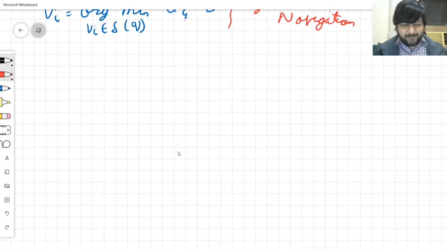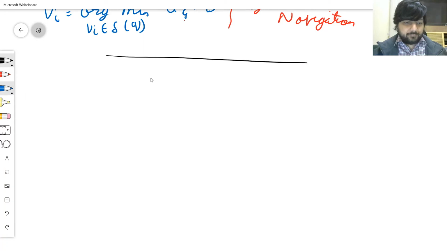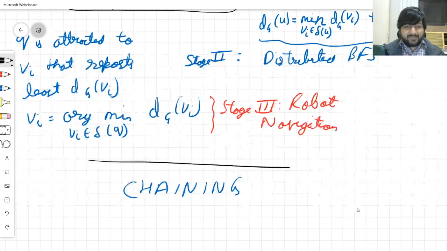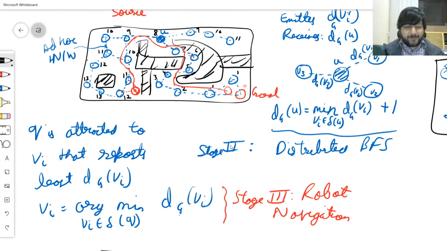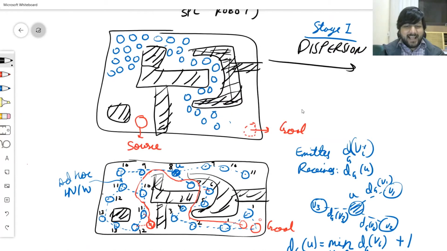Let's have another interesting one. So that's chaining. By the way, in this example, all the three phases could actually be simultaneously invoked. So it's not that you have to follow one after the other. And when this robot does not see anyone around, it follows a random behavior, of course.